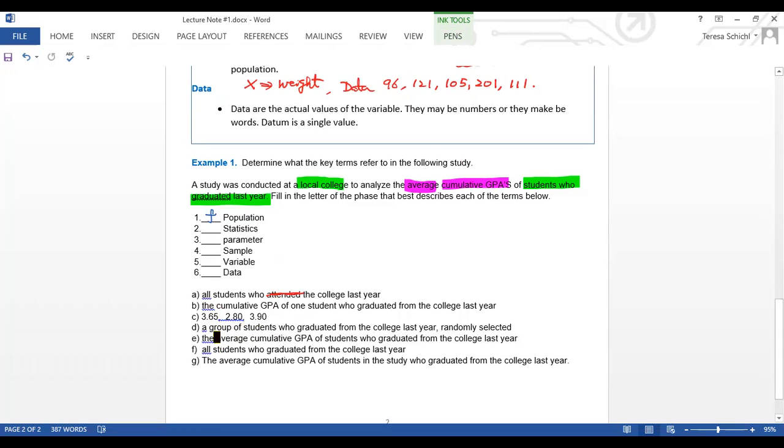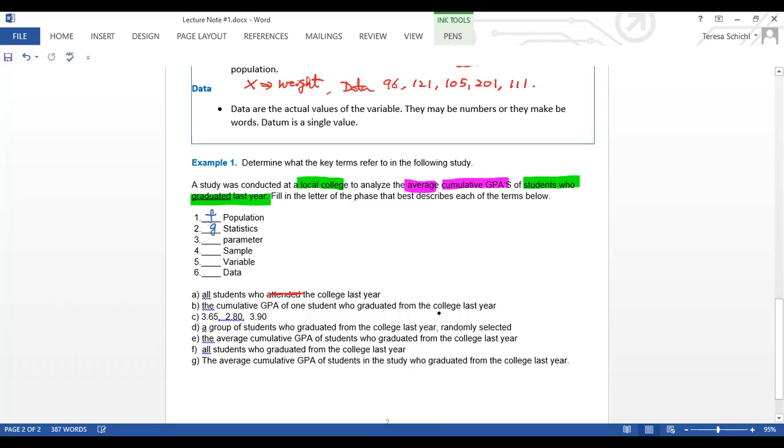So here we say, the average cumulative GPA of the students in the study who graduated from the college last year. Now, what is my statistic here? Because I'm looking for the average GPA, this is G, right? Let's read G to see if it's right or not. So it's the average cumulative GPA of the students in the study who graduated from the college last year.